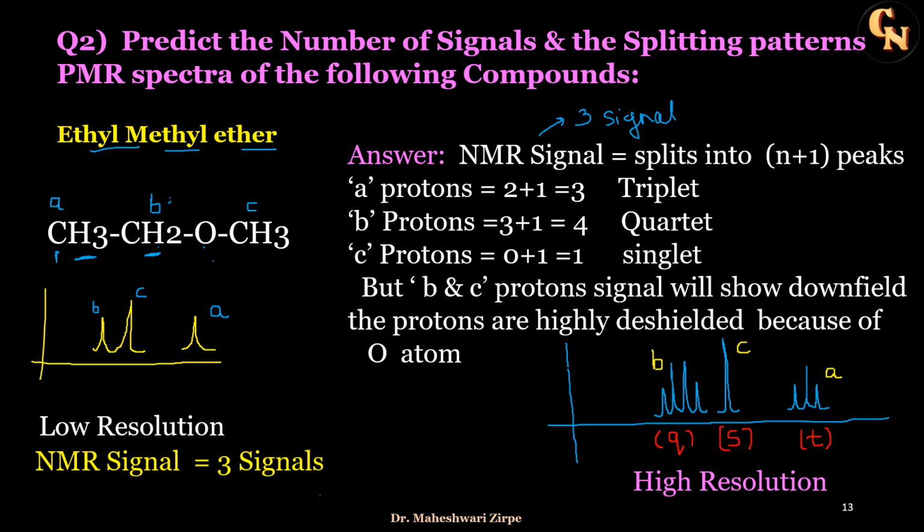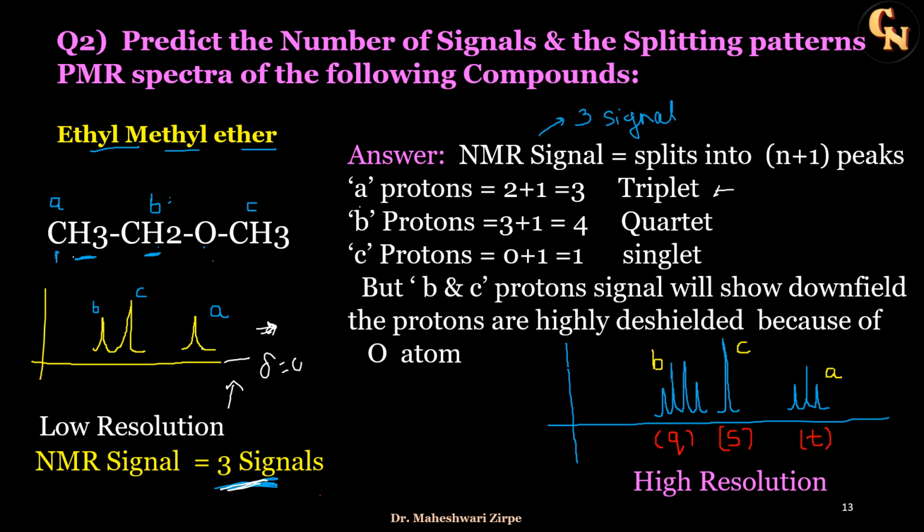Now these 3 signals we can see in low resolution NMR. In high resolution, the splitting we can find is because of the neighboring protons. The first protons, the A protons, have 2 neighboring protons, so the splitting will be 2 plus 1, that is 3, so a triplet. The A protons we have shown towards delta equal to 0, upfield.